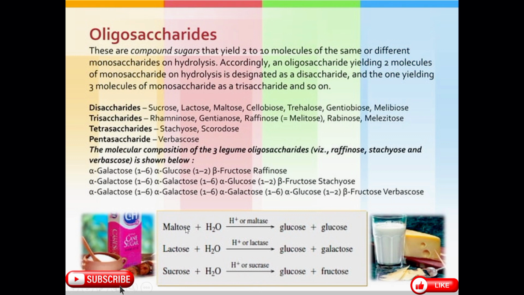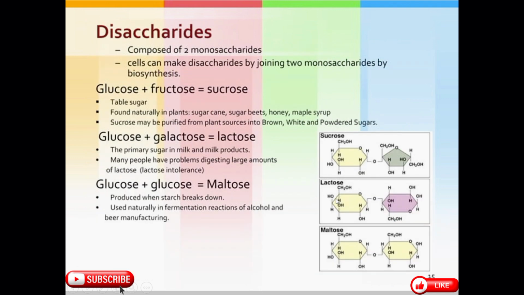Maltose is a type of disaccharide. Upon hydrolysis, it produces 2 sugar units. Lactose is also a disaccharide. Upon hydrolysis, it produces glucose plus galactose. And sucrose is also a type of disaccharide and it produces glucose plus fructose. So disaccharide, as I have told, is composed of 2 monosaccharide units.